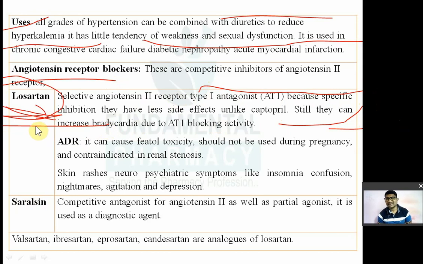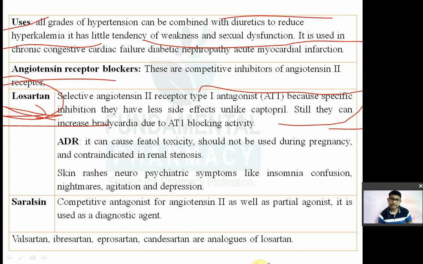So they basically prevent the binding of angiotensin second to its receptor. Angiotensin second binds with its receptor, then causes vasoconstriction and increases blood pressure. So losartan, irbesartan, telmisartan, candesartan block the angiotensin receptor. They prevent the binding of angiotensin second with their receptor, and they will prevent the vasoconstriction and prevent the increase in the blood pressure.